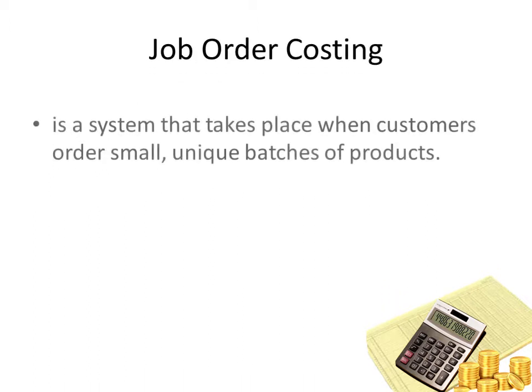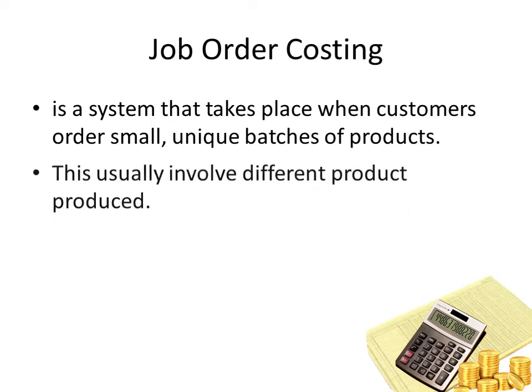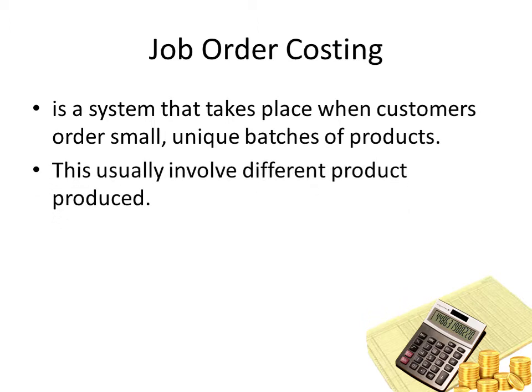So job order costing is a system that takes place when customers order small or unique batches of product. Meaning, you would take into account that these are products that are custom made or specific to the client. So these are not homogeneous and can be done by batches. Next, this usually involves different products produced. So for example, if you are into custom-made furniture, it could be a certain table only or a certain bed that is customized for a specific client.